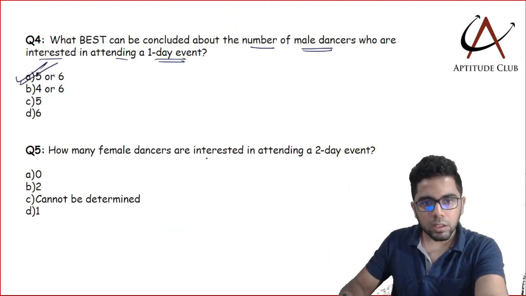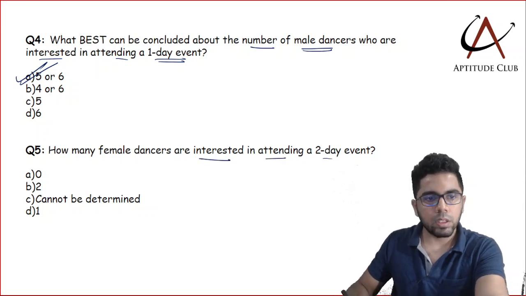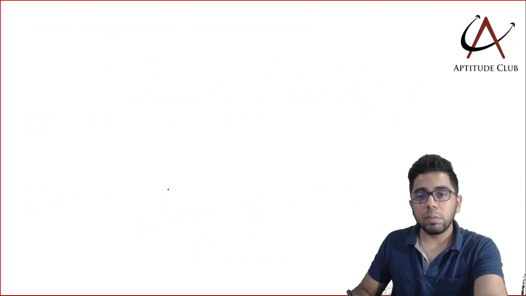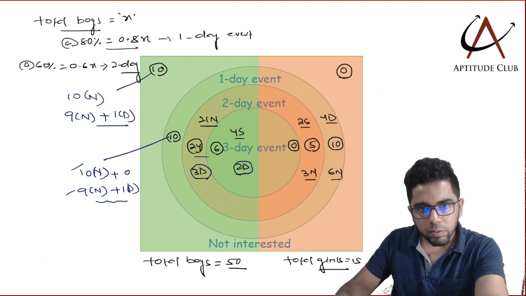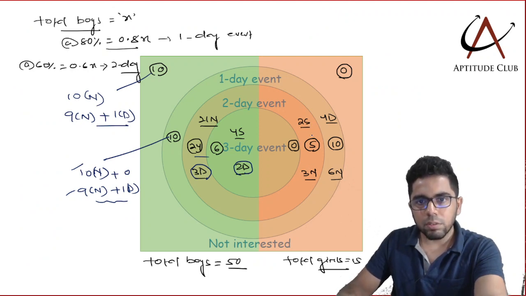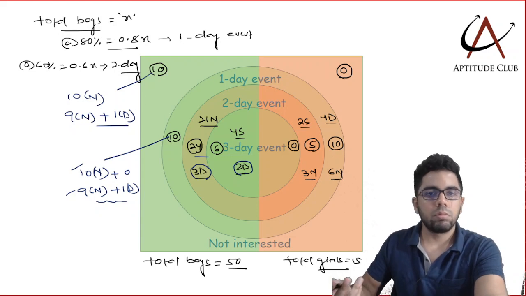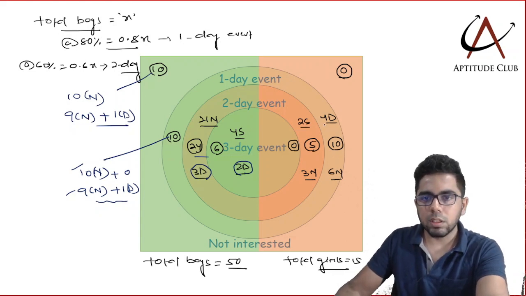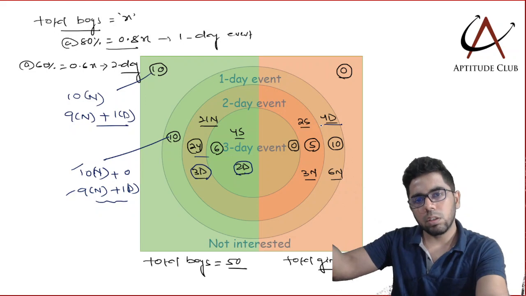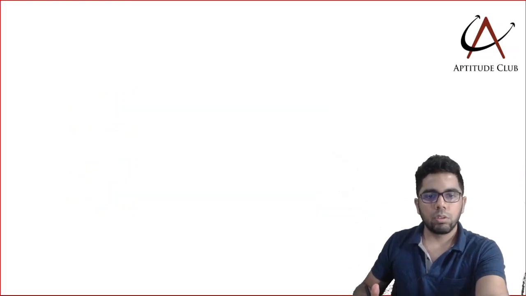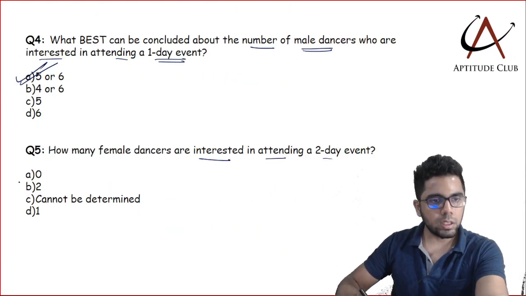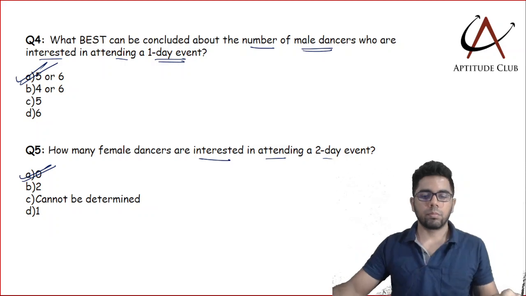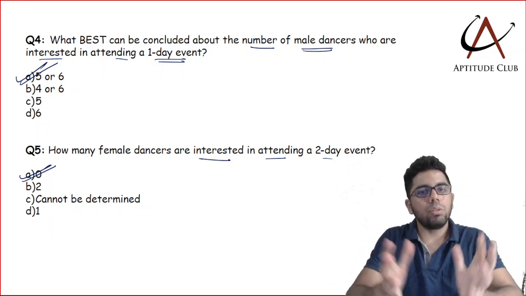How many female dancers are interested in attending a 2-day event? In the 2-day event, how many female dancers? Are there any female dancers? No, because total female dancers are 4 and they are all coming in the 1-day event exactly. So female dancers interested in the 2-day event is 0. So this is how you should start solving.